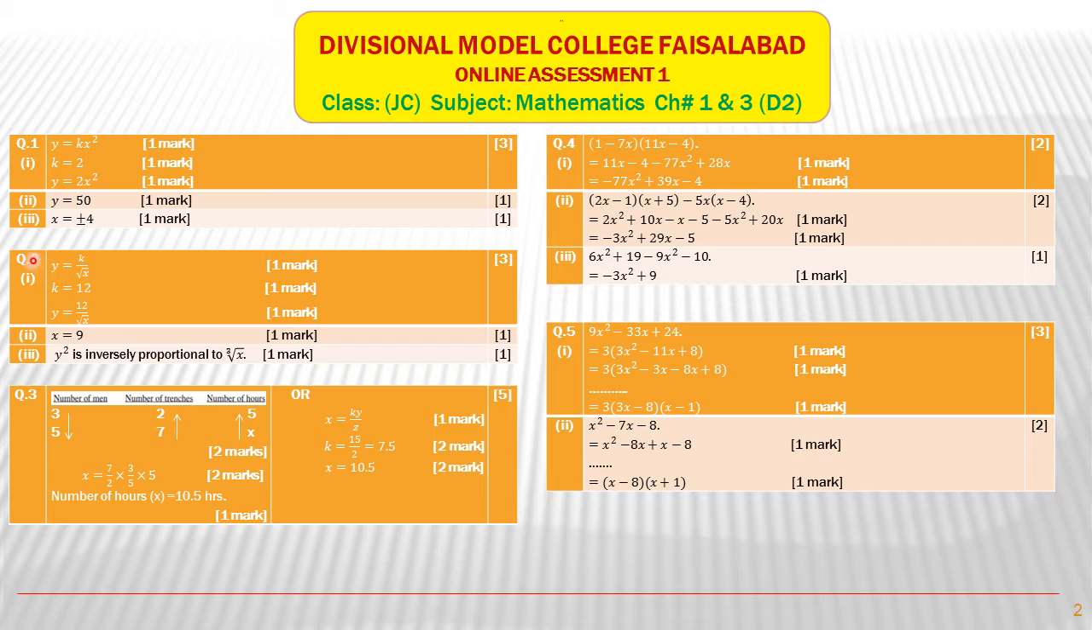Similarly, in question number 2, solving part 1, you will award 1 mark for each step. In between these two steps, there are different steps working which you have to show. In part 2, you will put the value of y and you will get the value of x, and in part 3 you have to tell which two variables are inversely proportional. So y square is inversely proportional to cube root of x.